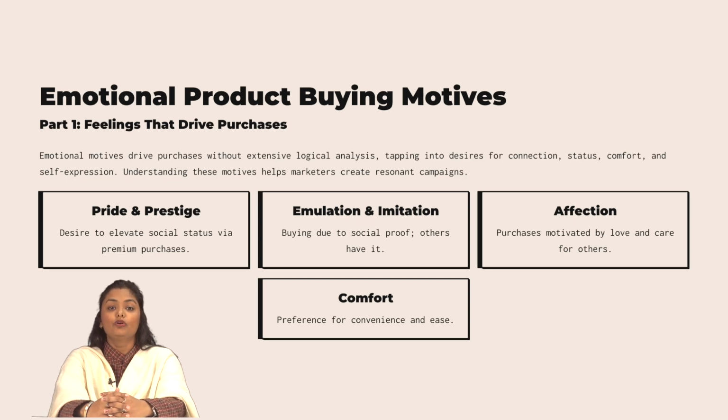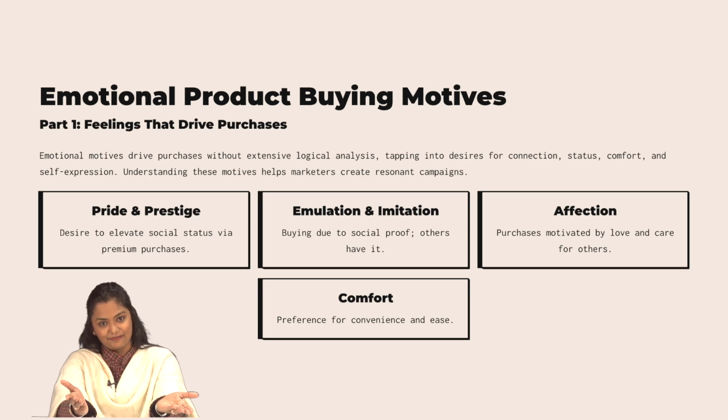Second is emulation or imitation. This is the desire to copy others. A classic example would be a housewife desiring a silk sari simply because her neighbor possesses one.